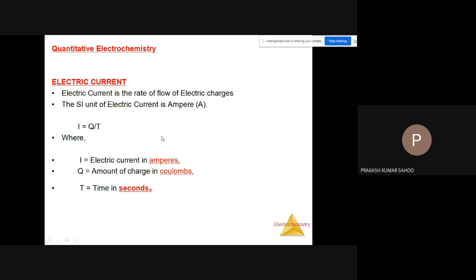So these are the parameters, the quantitative part of electrochemistry. First one is the current. It is the rate of flow of electricity or electric charges. The SI unit of current is ampere, and I equals Q by T. This is the formula, or Q equals IT. Q is the total electricity in coulomb, I is current in ampere, and T is time in second. Then Q equals IT.